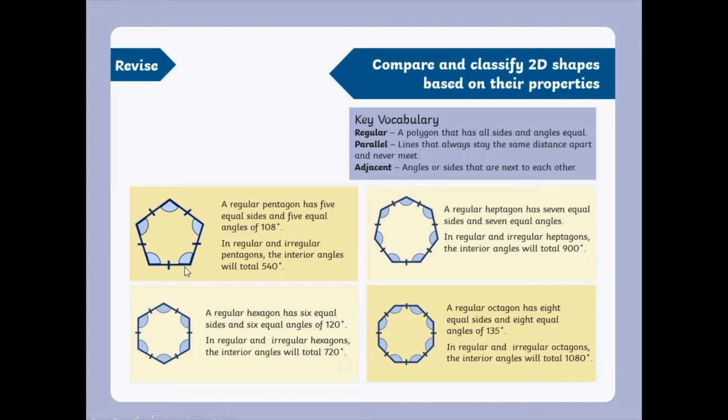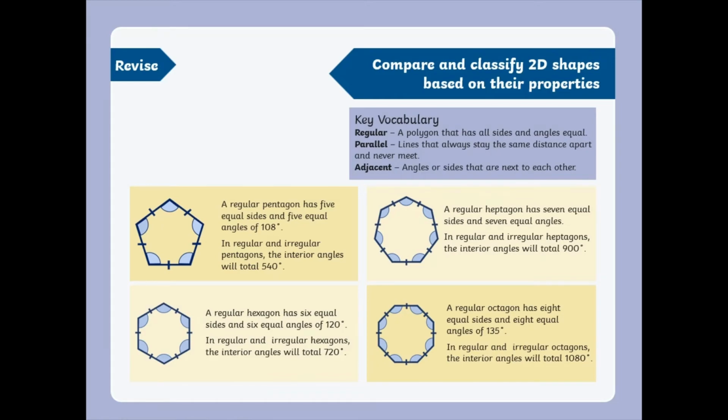If it is regular, it will look like this, because the angles are all the same. However, if it is irregular, then you might find some of these side lengths are different, and some of the angles will be different sizes. So that's a 5-sided shape. We have a 6-sided shape, which is called a hexagon, that has 6 equal sides and 6 equal angles of 120 degrees. The total sum of angles inside these regular and irregular hexagons will always equal 720 degrees. So 6 sides, 720 degrees.